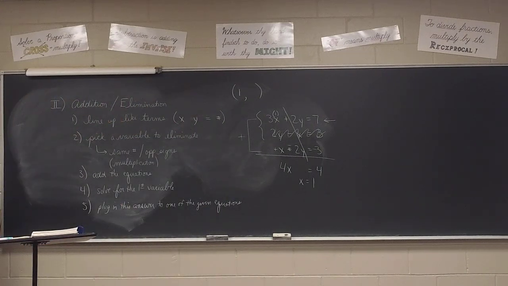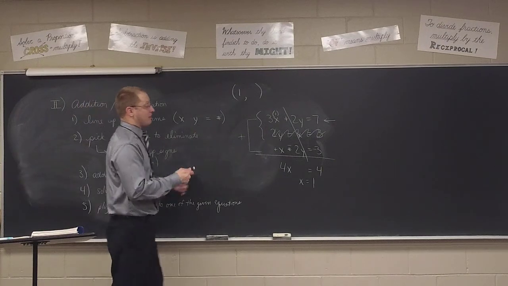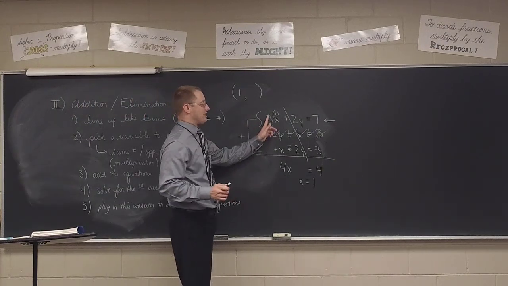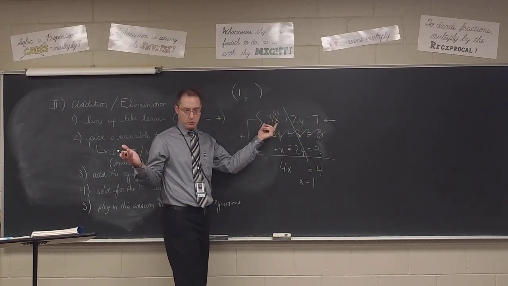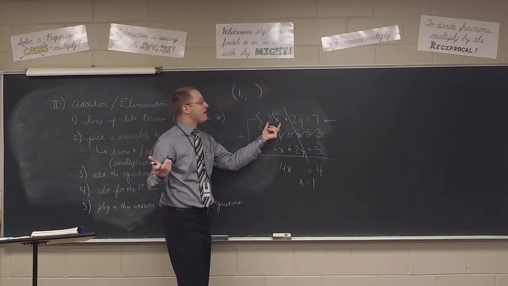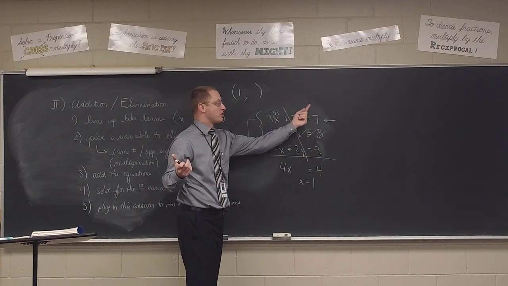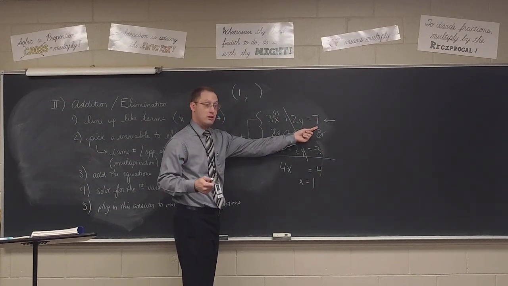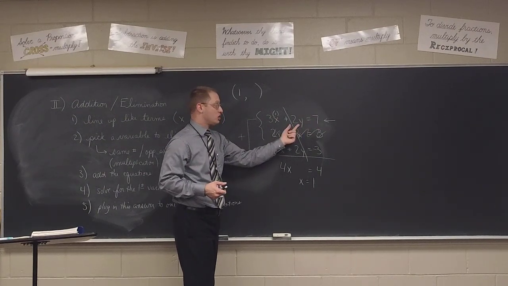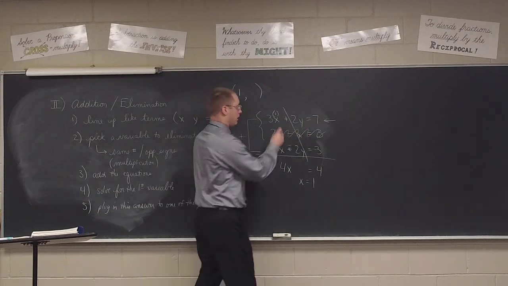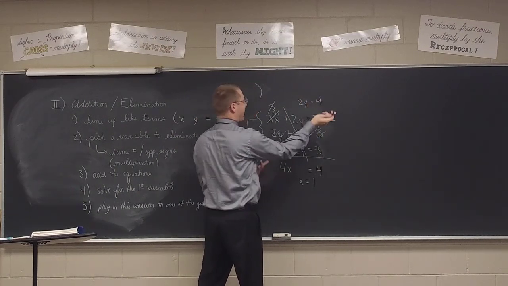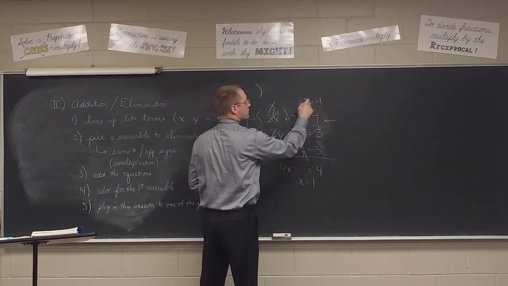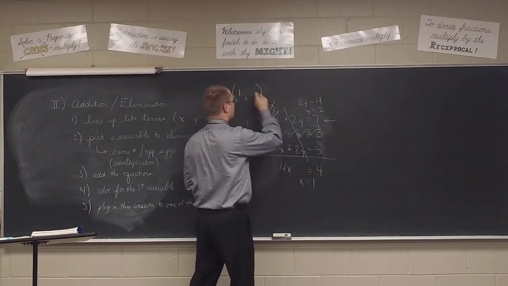Plug in this answer to one of the given equations. In my case, I'm just going to take the first one. It's now 3 times 1 plus 2y equals 7. Well, we can do 3 times 1, which is 3. In fact, then we could move the 3 over to the other side as a negative to get 4. 2y equals 4. And then obviously y just equals 2.